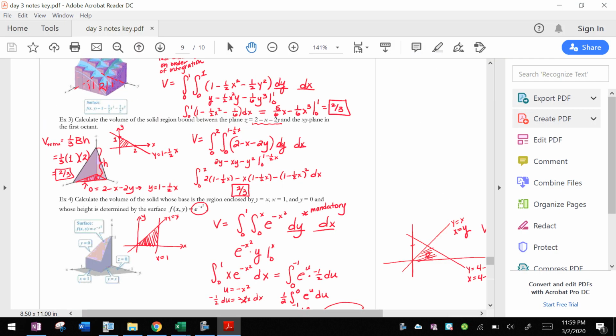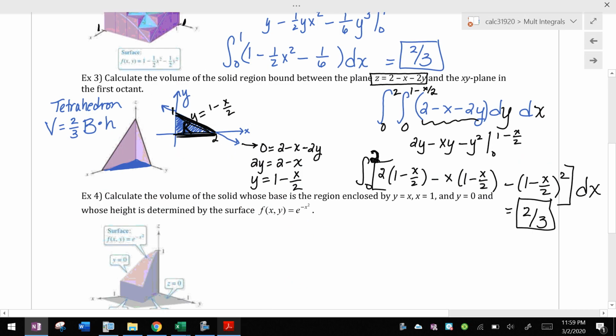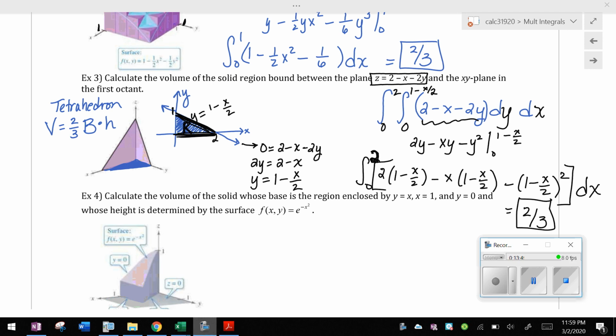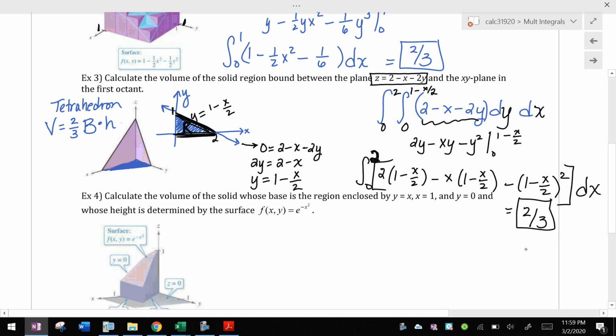Or I mean, so it's 1/3. The volume of a tetrahedron has a much easier formula, and that volume is 1/3 the area of the base times the height. It's really the volume of a pyramid.